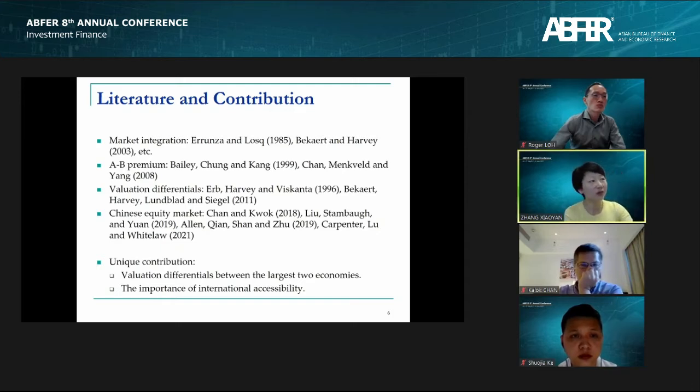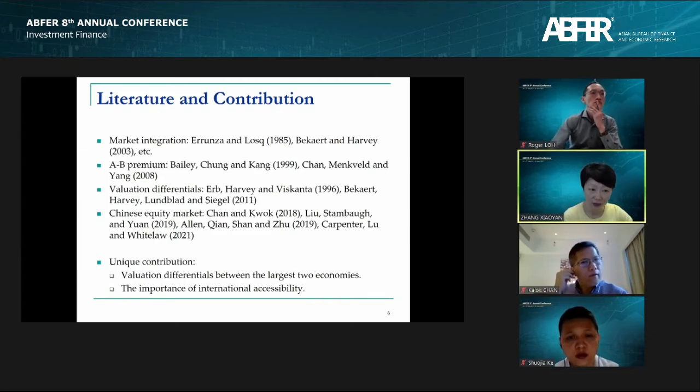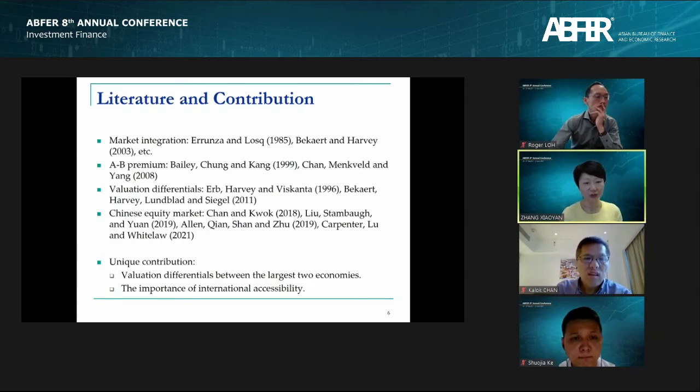We want to focus on the international accessibility. We want to understand all those policies. Which ones? Whether it's QFII, QDII, and all of those things. Which ones are pushing the valuation ratios to converge? Okay. All right. So that's the motivation part. Now, the empirical parts and the framework part are extremely simple, so I'll go relatively fast.